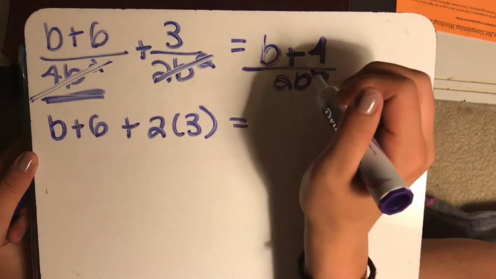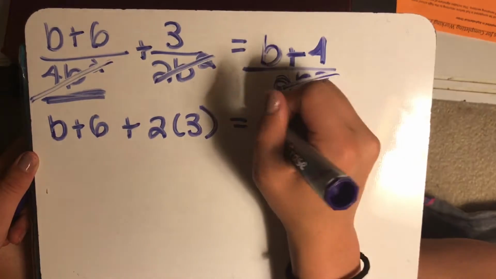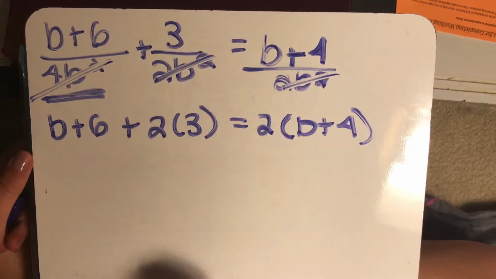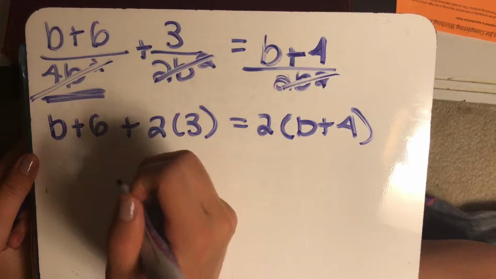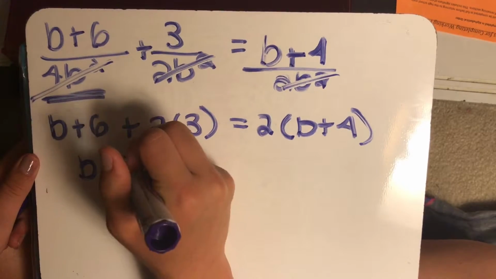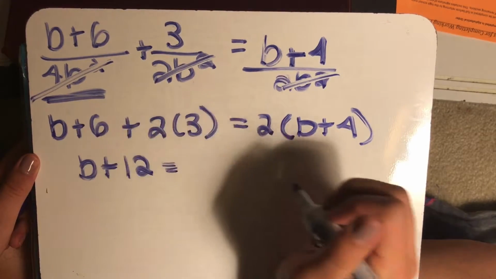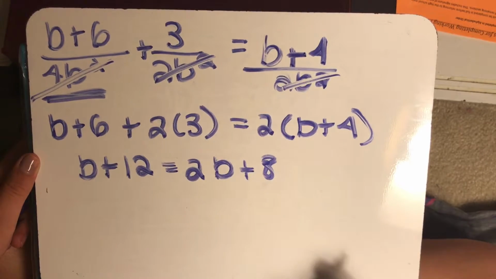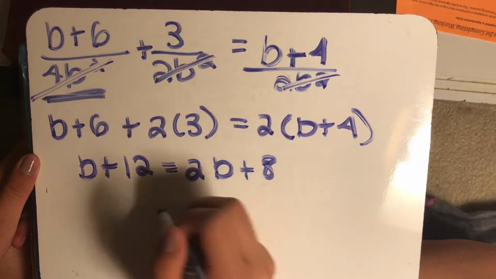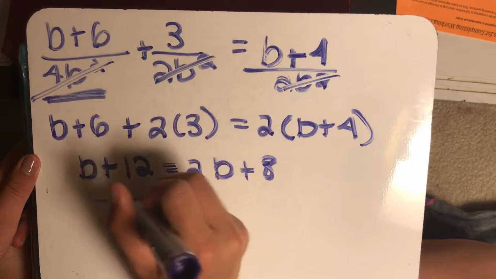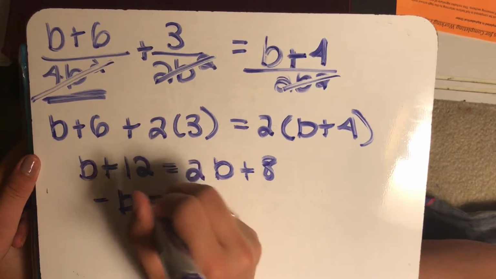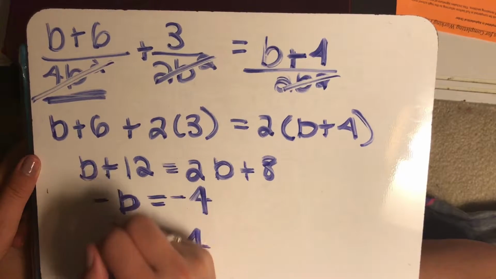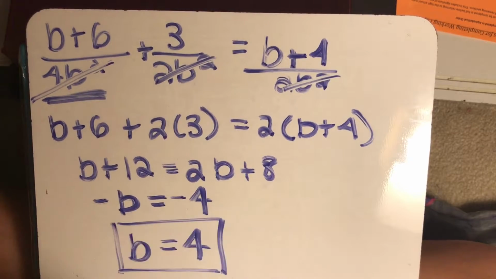You're going to end up with b plus 6 plus 2 times 3 equals 2 times b plus 4. And you're going to want to simplify this problem. Once you get to this step, you can solve the equation just like a regular equation. After solving, you're going to be left with the answer b equals 4.